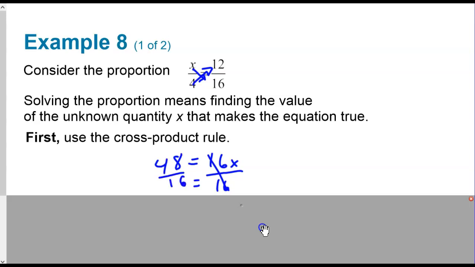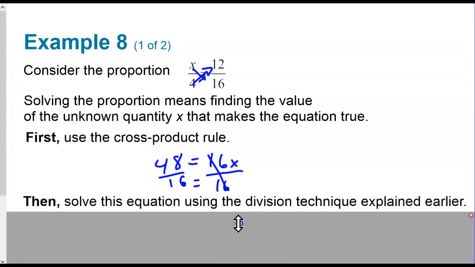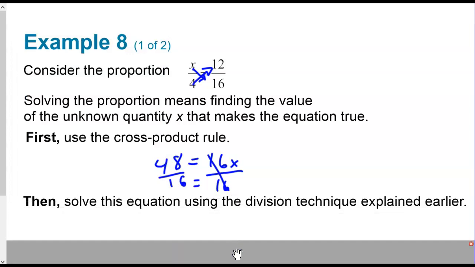And so 48 divided by 16. Reach for your calculator, and if you don't have one, we'll do it together. 48 divided by 16 is 3. And so we will solve this by saying that x equals 3.